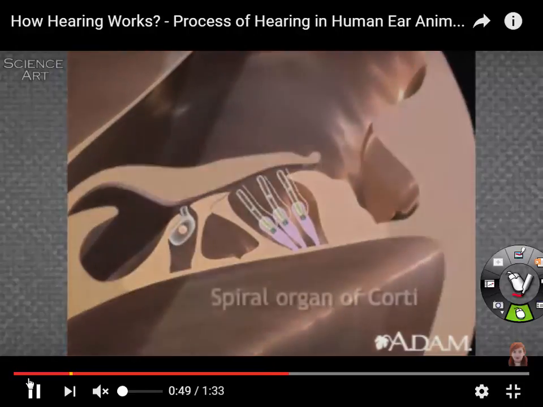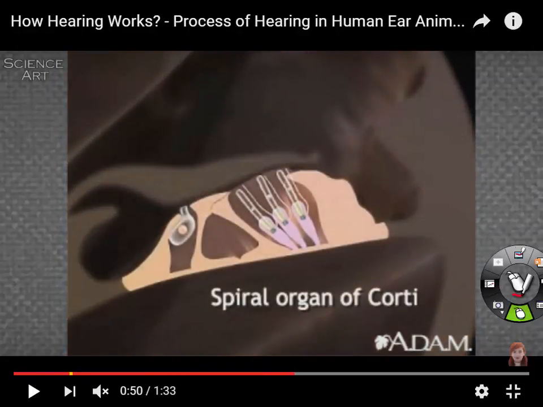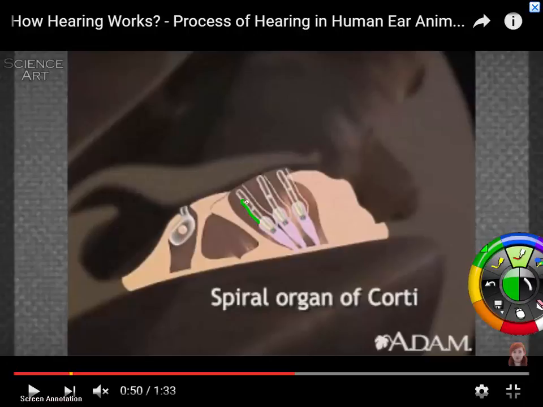So this right here is the organ of Corti. And these guys right here are the hair cells. Now this is important. And they vary in height and thickness. So as a sound wave enters the ear, it is going to vibrate the tympanic membrane, which is going to vibrate the auditory ossicles, which then is going to cause the stapes to vibrate. And because the stapes is connected to the cochlea by the oval window, it's going to begin to vibrate and produce fluid waves within that cochlea.